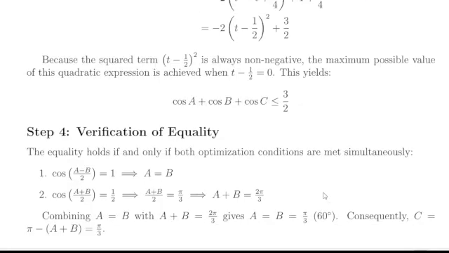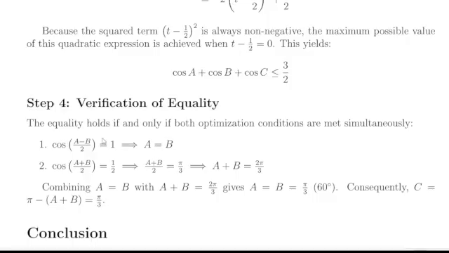Now we can verify the equality. The claim here is that equality holds if and only if both optimization conditions are met simultaneously. So that means cosine of (A minus B) over 2 is 1. When is it equal to 1? When the cosine of 0 is 1, right? So when the inside is equal to 0. So we have (A minus B) over 2 equals 0, which implies A minus B is 0. So A equals B. Okay, that's what we have here.